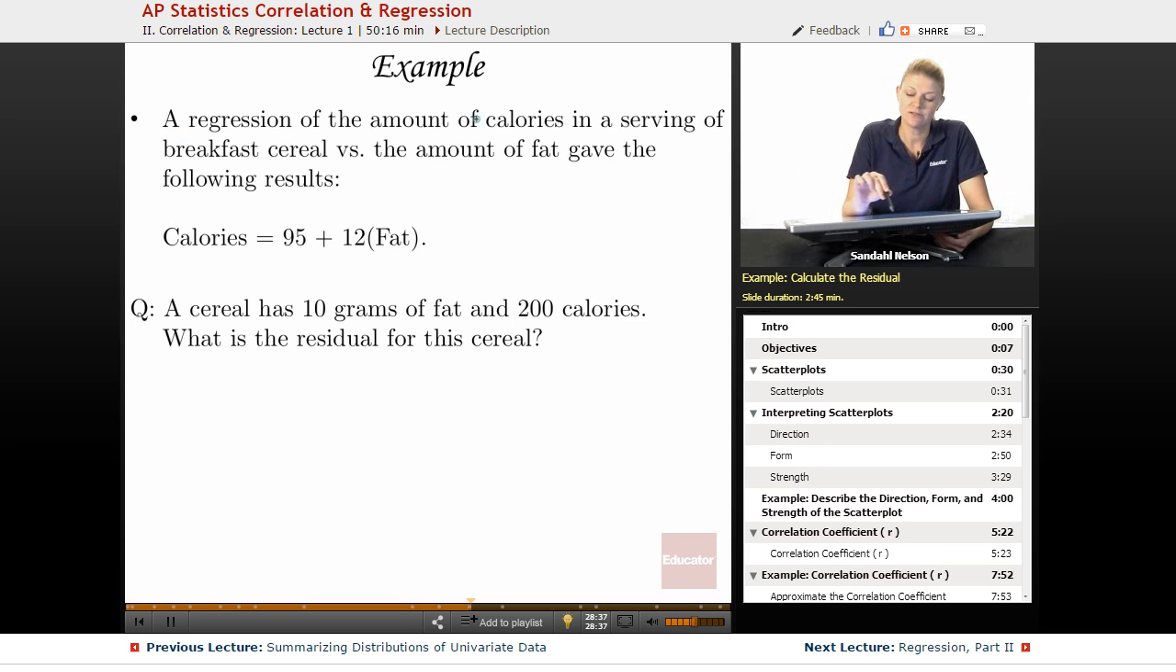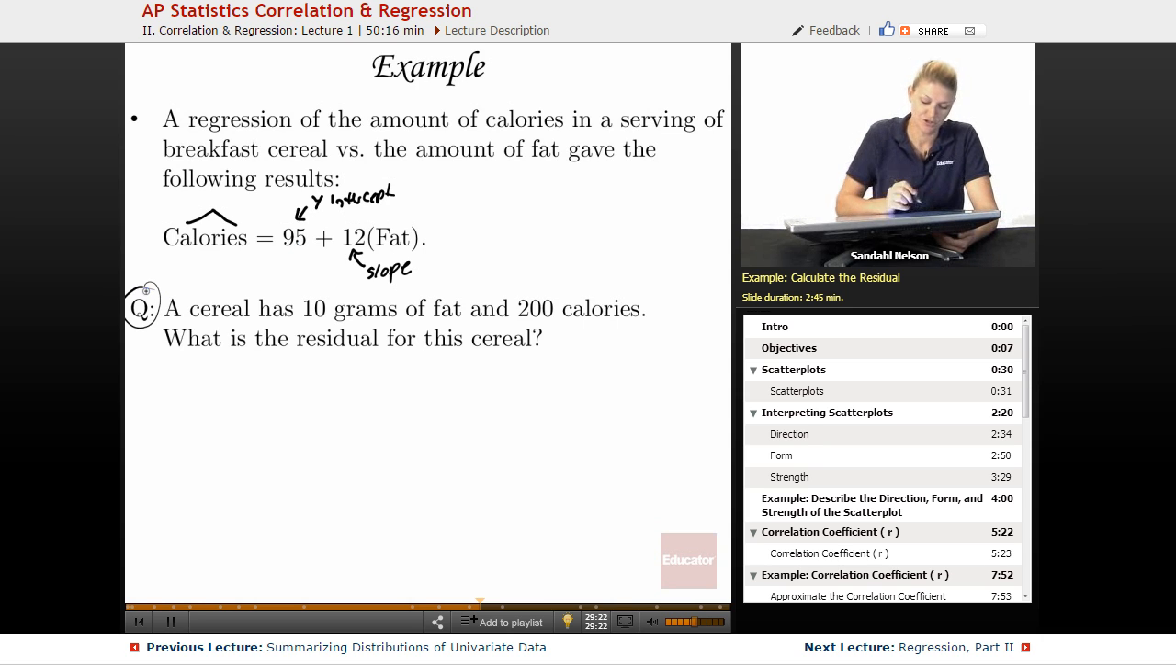Okay, so let's do an example. A regression of the amount of calories in a serving of breakfast cereal versus the amount of fat gave the following results. Okay, so remember this should always have a hat on it. So we have calories hat, so predicted number of calories is 95 plus 12 times the amount of fat. So this is our y-intercept, and this is our slope. And so remember, what this is saying is that for every 1 gram increase in fat, the calories go up by 12. And for a cereal that has 0 fat, it will have 95 calories. Okay, so you got to know what the slope and y-intercept is.